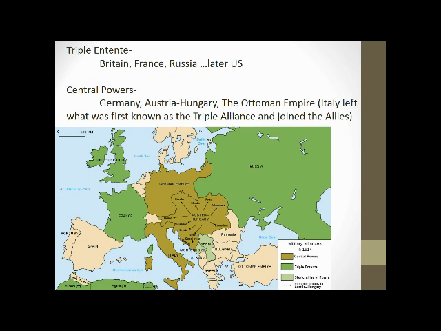And here you see a map that depicts the belligerent powers, with the Central Powers in brown, and in green the Triple Entente of Britain, France, Russia, and of course later the United States. The Central Powers were made up primarily of Germany, Austria-Hungary, and the Ottoman Empire.